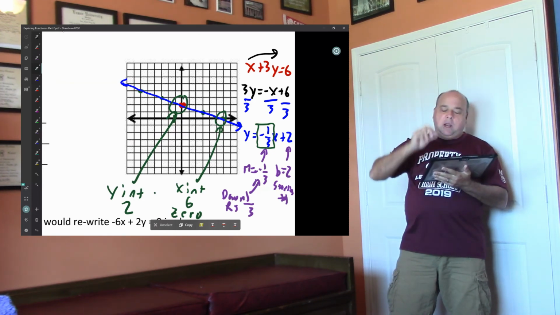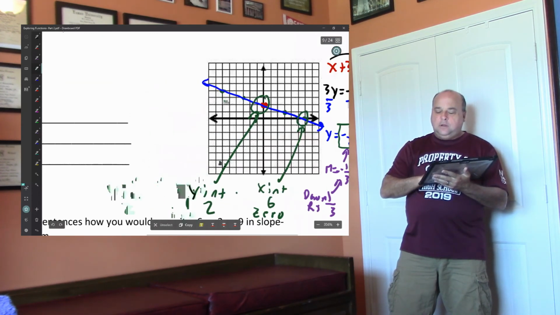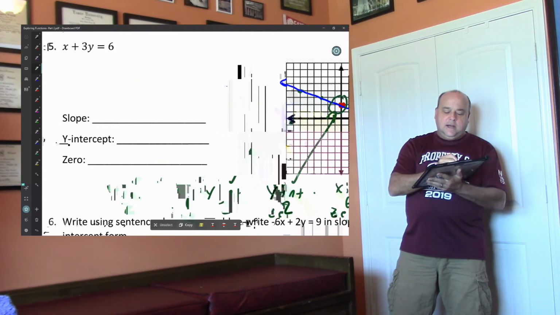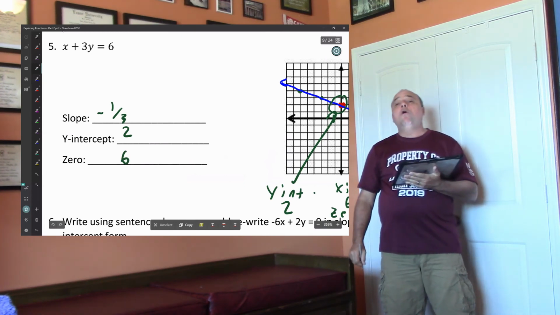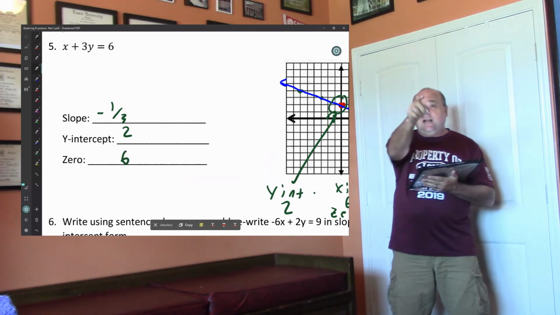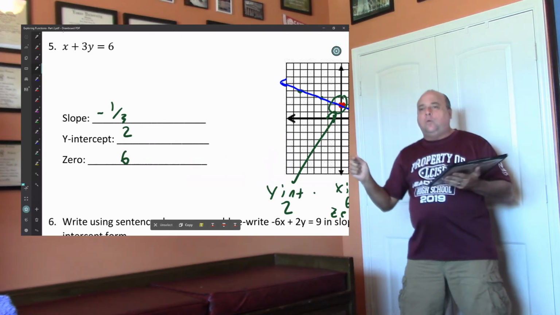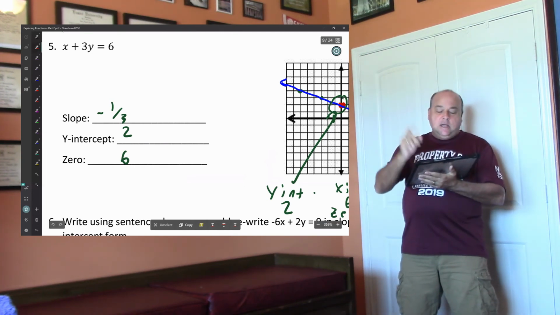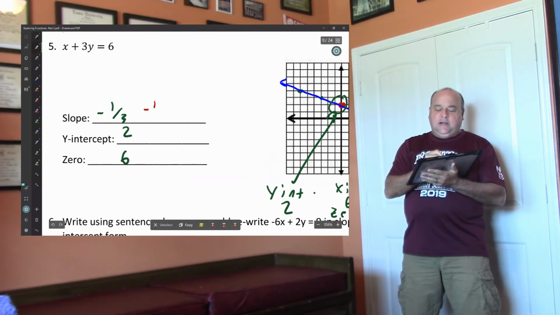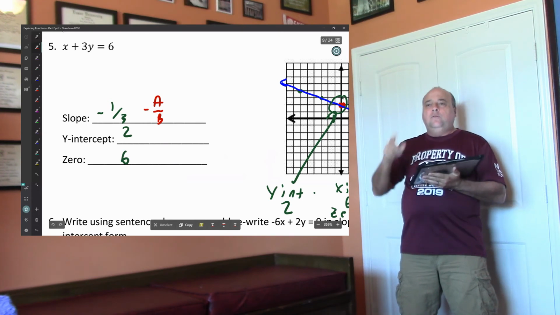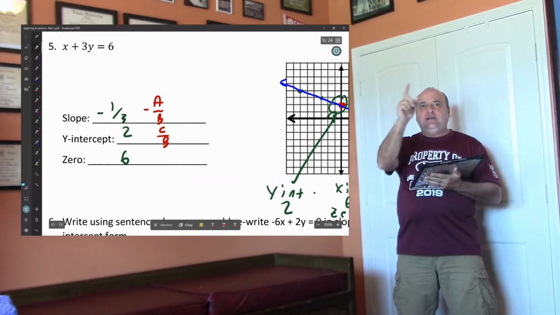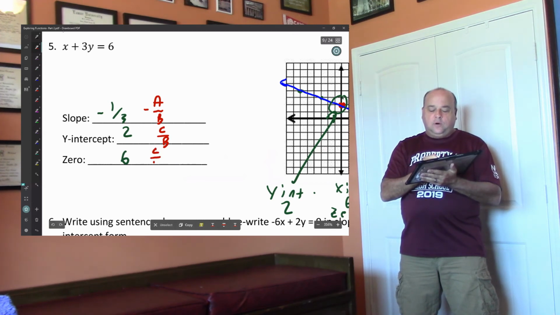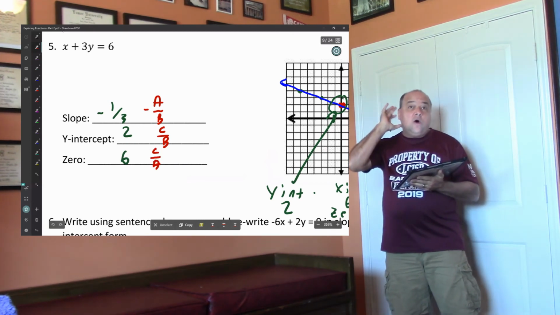So now we're going to go to the left. Our slope was -1/3. Our y-intercept was 2. And our x-intercept was 6, wasn't it? Now then, let's write down those more power fractions. Okay, so the slope, we're going to write down -a/b. The y-intercept, we're going to put c/b. And the x-intercept, we're going to put c/a.